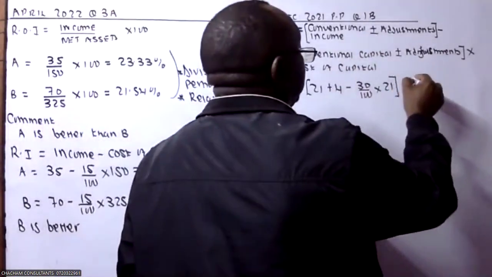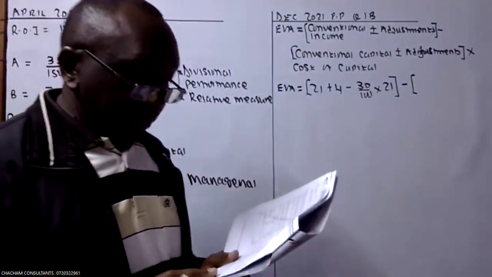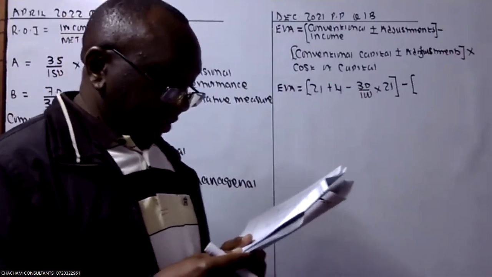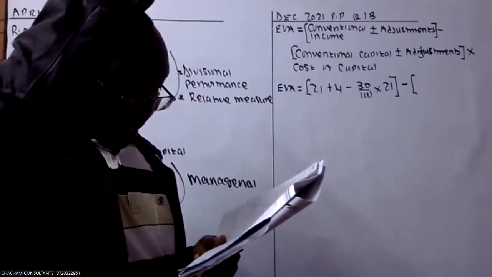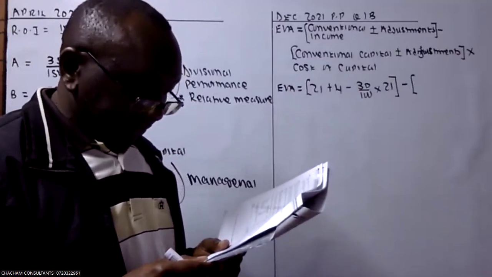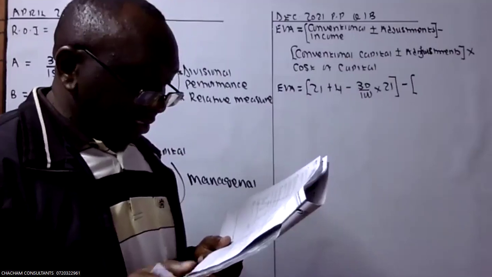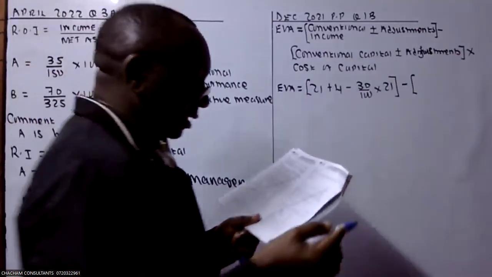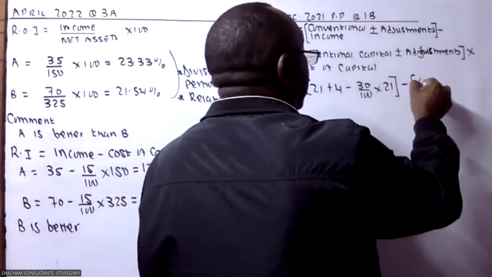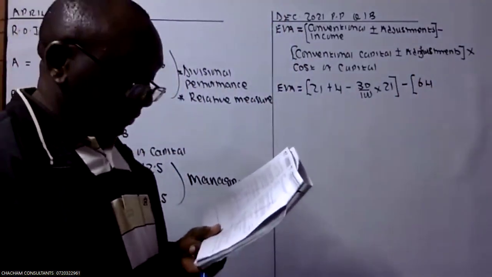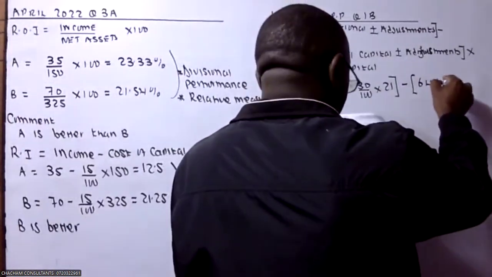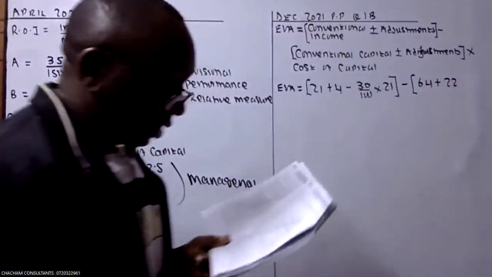Then we minus the conventional capital. The conventional capital we have just said is the assets minus current liabilities. We are told the company's non-current assets value is 50 million, and the net current assets are 22 million. The replacement cost of the non-current assets is 64. So the capital of this company should be the non-current assets, and we are supposed to take the replacement costs, then add the current, which is 22.